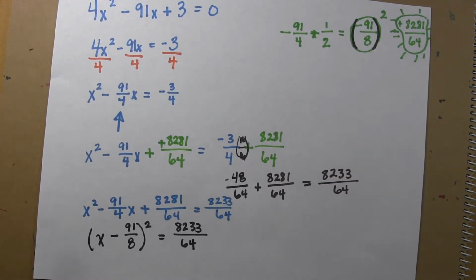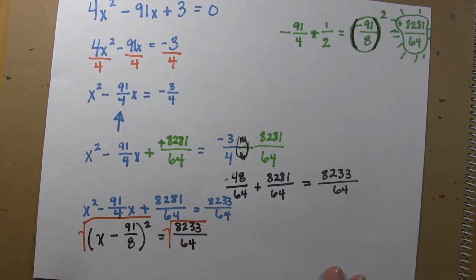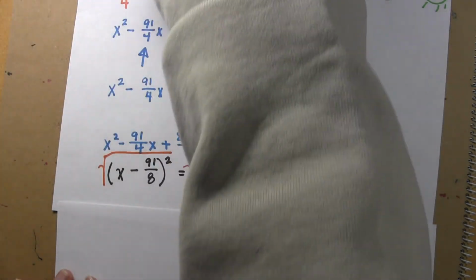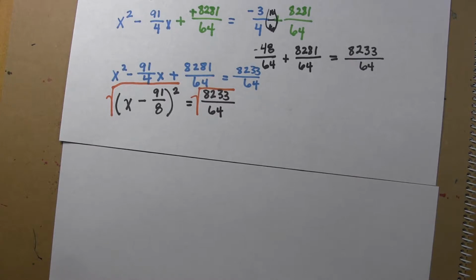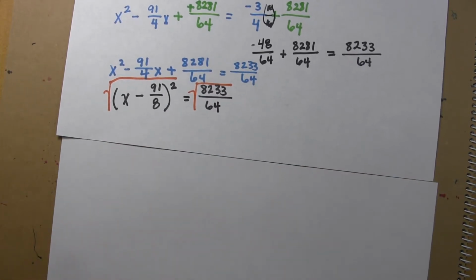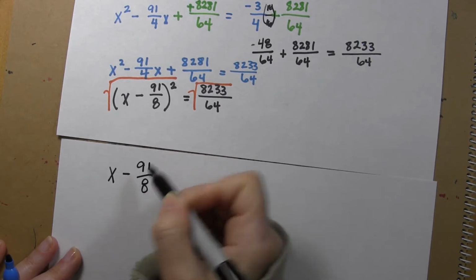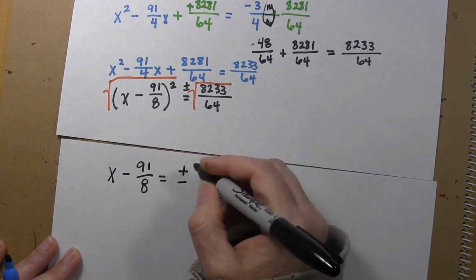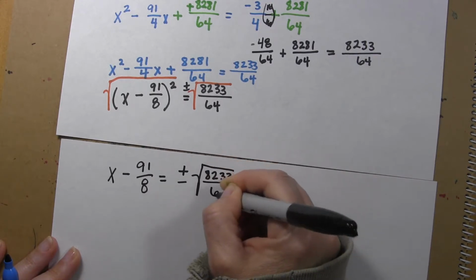So now we can use our perfect square property. And I'm going to be running out of room here, so let me just get another piece of paper. Got to move my Diet Coke, got to move my stuff. Okay, here we go. All right, so this is going to become, when I take the square root of this, x minus 91 over 8, and that is going to equal plus or minus the square root of 8233 over 64.